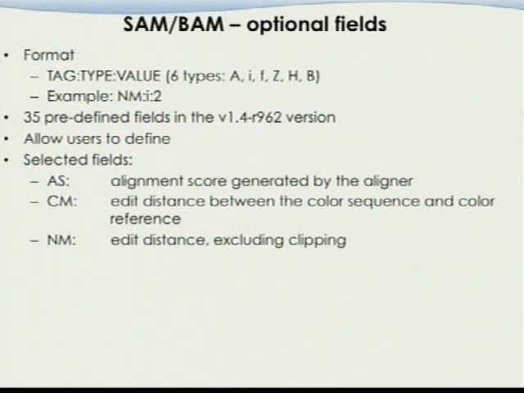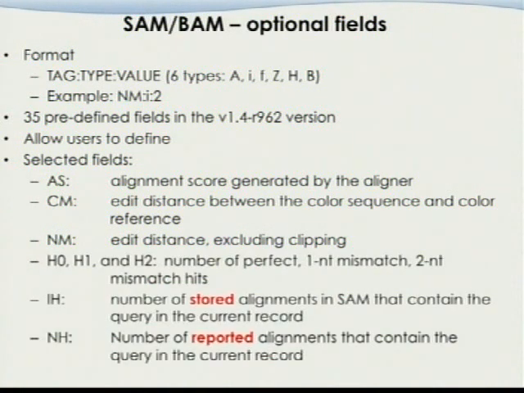And the second one is CM. It's the edit distance between the color sequence and the color reference, or NM, which is the edit distance excluding clipping. Okay, what that means is, with this alignment, how many nucleotide differences that particular read has from the reference genome. So how many read nucleotides are different. And there is some other information, especially H0, H1, H2. It's the number of perfect match reads, number of one nucleotide mismatch reads, or two nucleotide mismatch hits. So those are the information that some aligners will report as well.